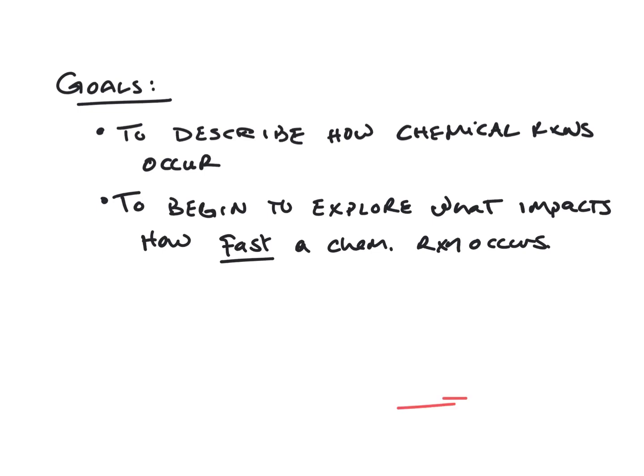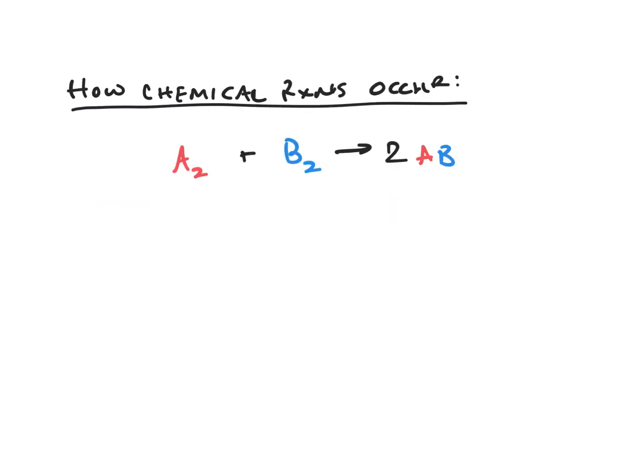So the goals: by the end of this video, you're going to be able to describe the process by which chemical reactions occur and what is necessary for a reaction to happen, and then to begin to explore or think about what impacts how fast a chemical reaction occurs. Okay, all right, let's get started.